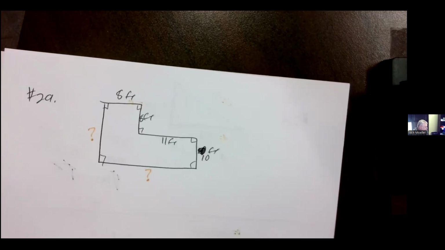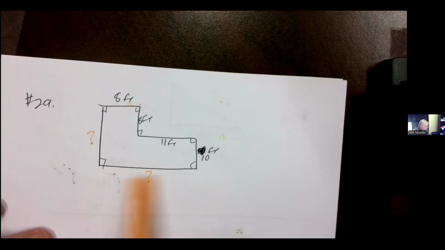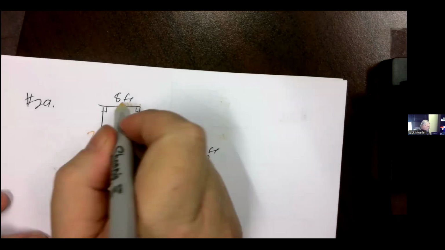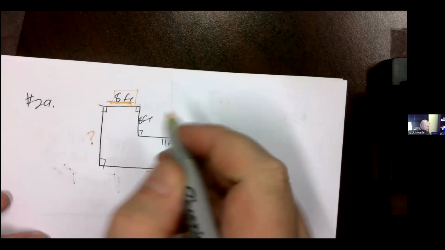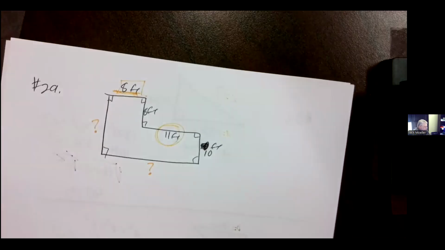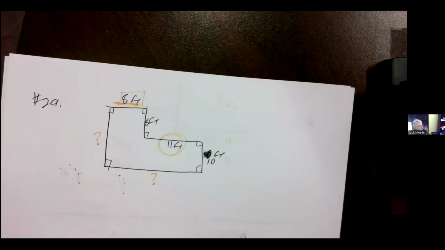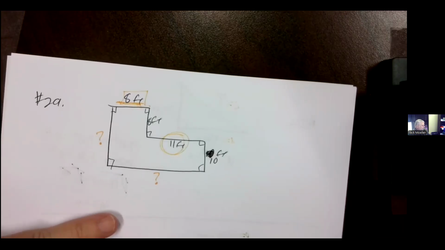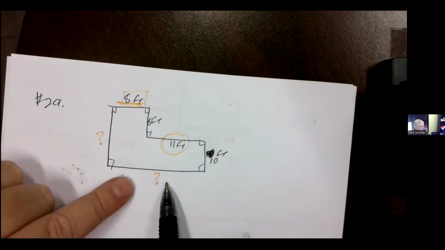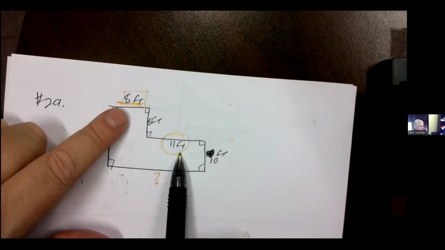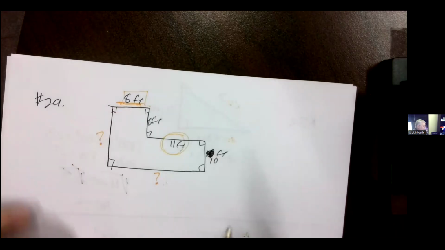One thing you might do is try to focus on just horizontal or just vertical. So if I'm trying to find the bottom, I don't know the bottom. The horizontals are the 8 feet and the 11 feet. So how do we use that to get the bottom? Well, when you're missing sides on these types of problems, you have two choices. One, if you don't know the total, you have to have all the pieces, so you just add those pieces together to get the total.